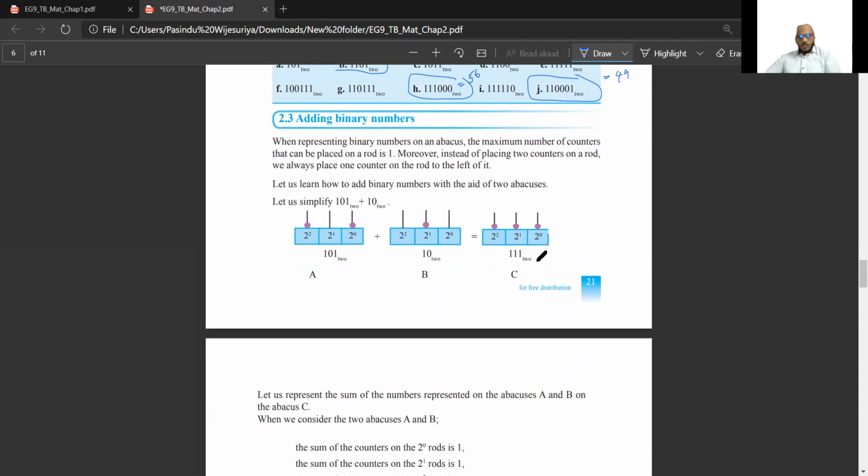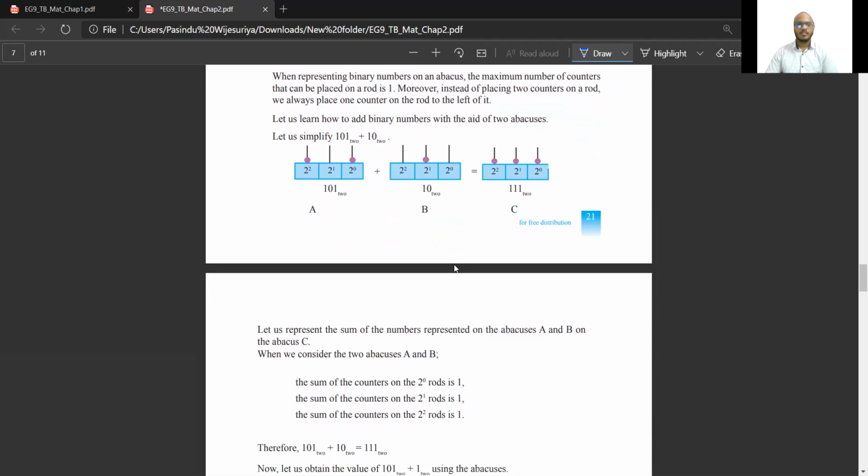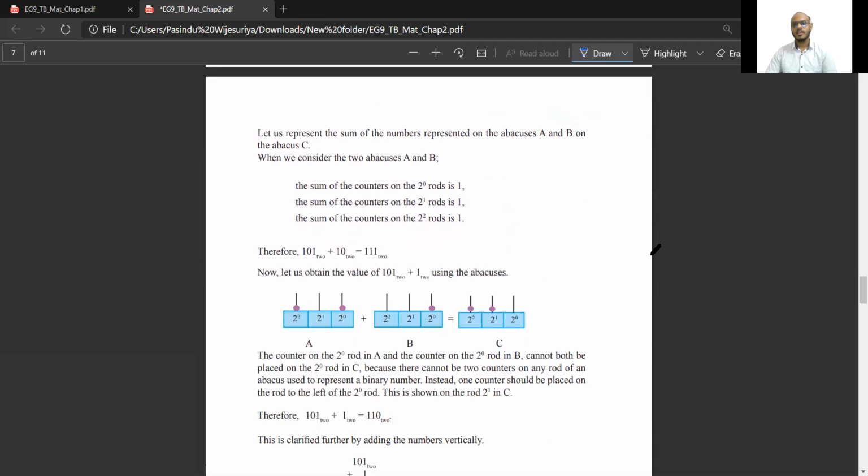Now you all have a good idea about abacuses, since I covered that part. So just basically going into the addition. This is talking about addition. They have shown 101 plus 10 is equal to 111. The reason is this. There are only two numbers in binary, 1 and 0.